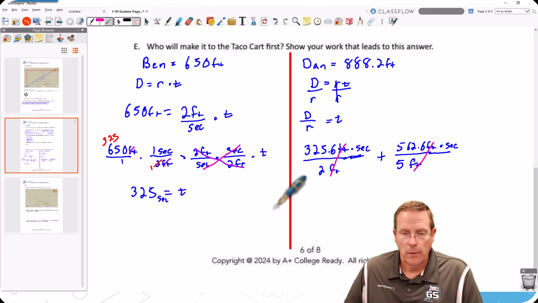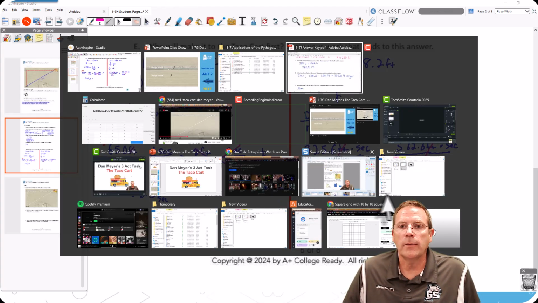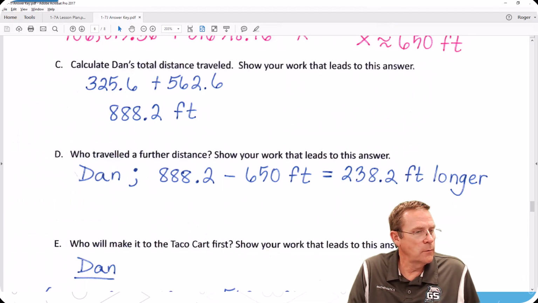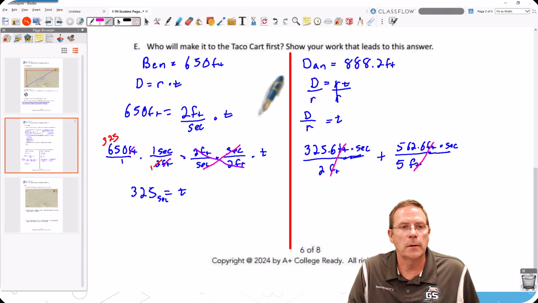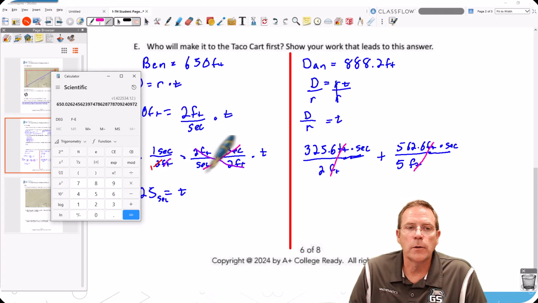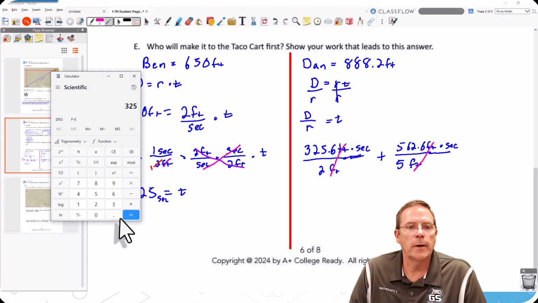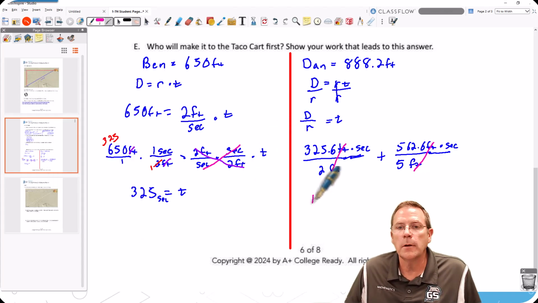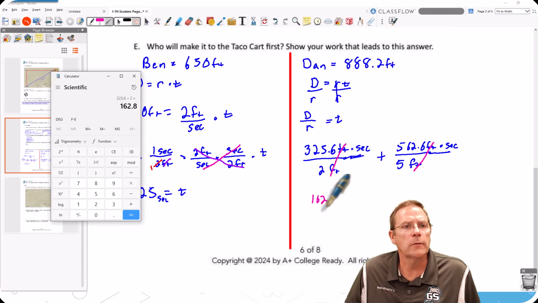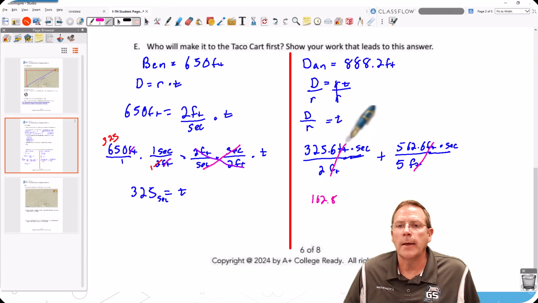And then from there, let's grab up a calculator and make this math super easy. If I can find my calculator, let's do it this way. There it is on that screen. So on our calculator, we're going to do 325.6 divided by 2. And that means that this distance is going to be 162. Was that 0.6? Nope, 0.8. And the only unit left here is going to be seconds.